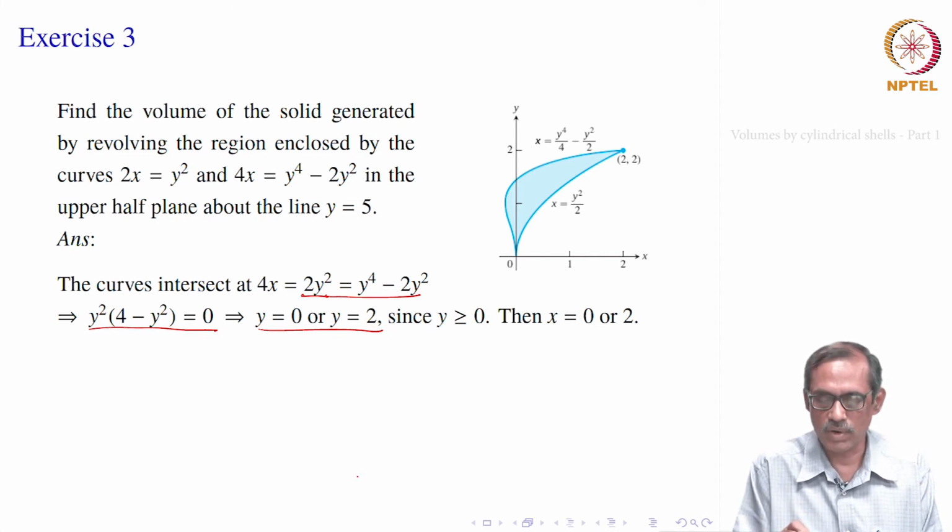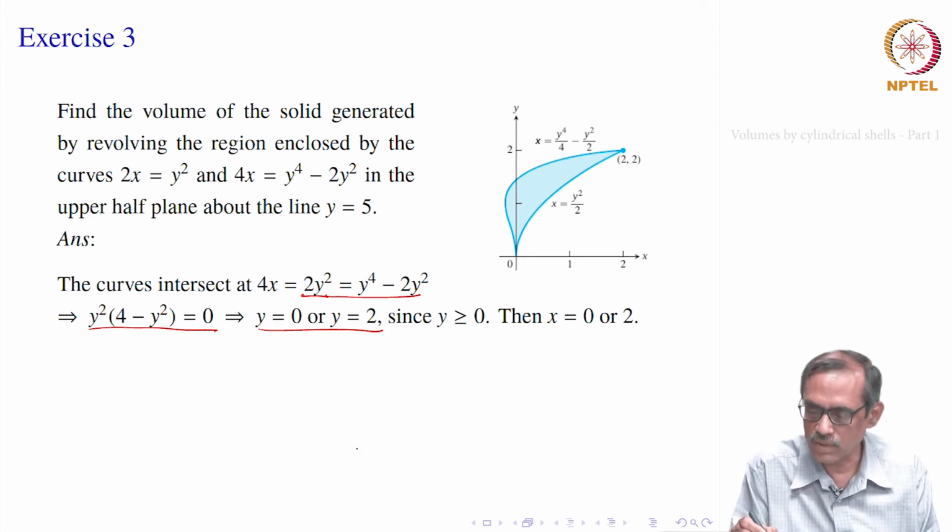Then the corresponding points are x equal to 0 or 2 according to y equal to 0 or 2. So, we have the two intersection points, one is the origin, another is 2, 2.